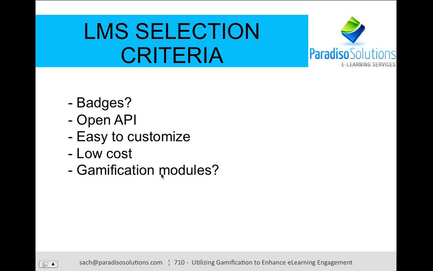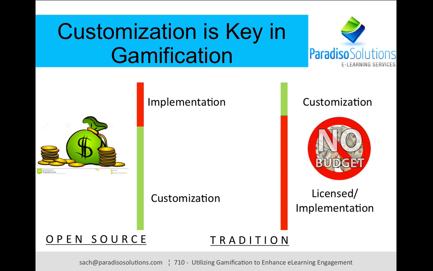No matter how many modules a LMS has, if you're a big enough organization, any organization which has more than 500 or 1,000 employees or students or customers, you're going to need customization. So you need something which is easy to customize. There are open APIs to be able to integrate with. It should have badges, and it needs to be low cost. And I'll explain why these criteria are important.